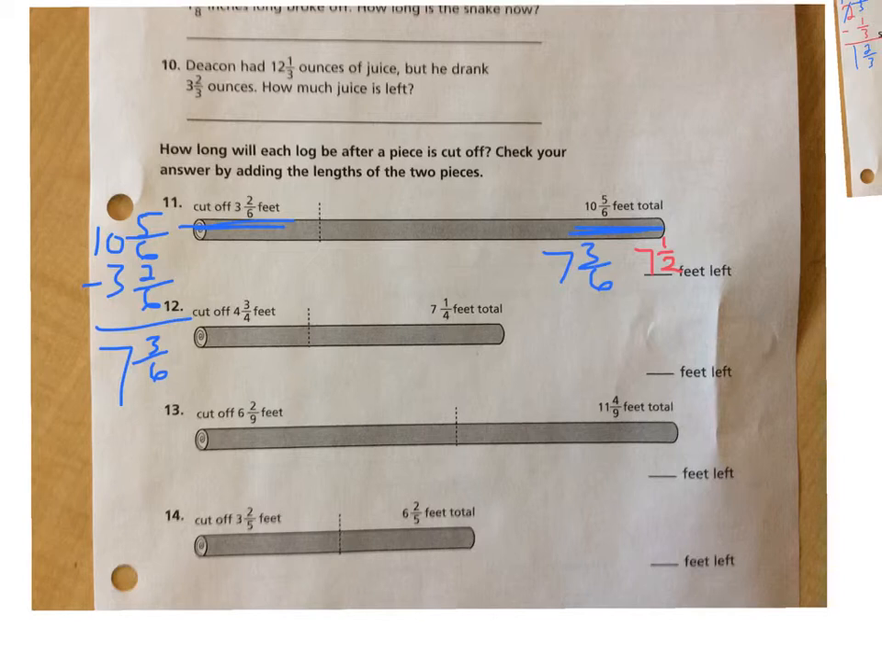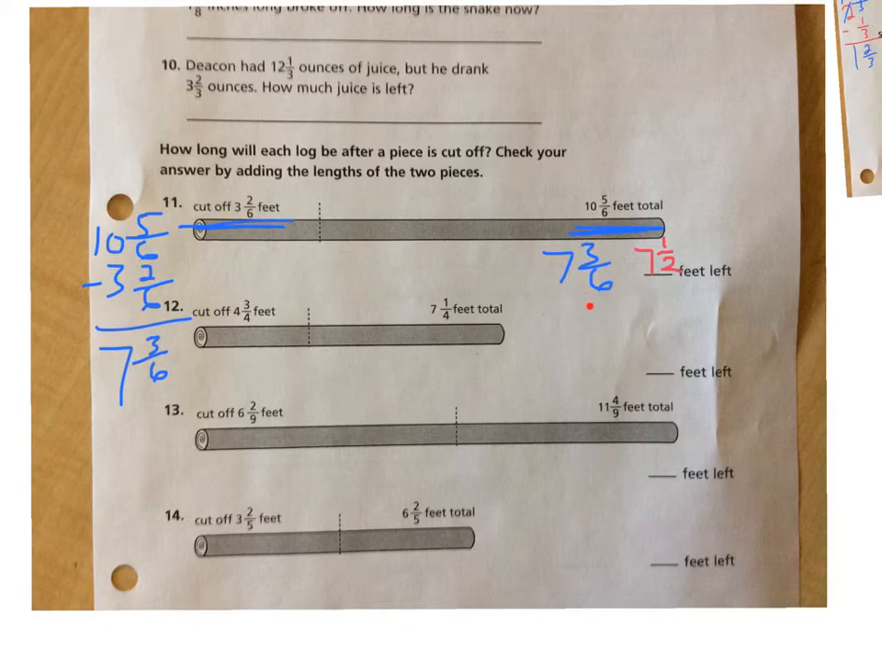We are given our total length here. Our total length is 10 and 5/6 feet minus 3 and 2/6 feet that's cut off. So 10 and 5/6 minus 3 and 2/6. I like to write them up and down personally. We go ahead and we subtract. 5/6 minus 2/6 gave me 3/6. 10 minus 3 gave me a whole 7. 7 and 3/6. And then we could change that to simplest form of 7 and 1/2.